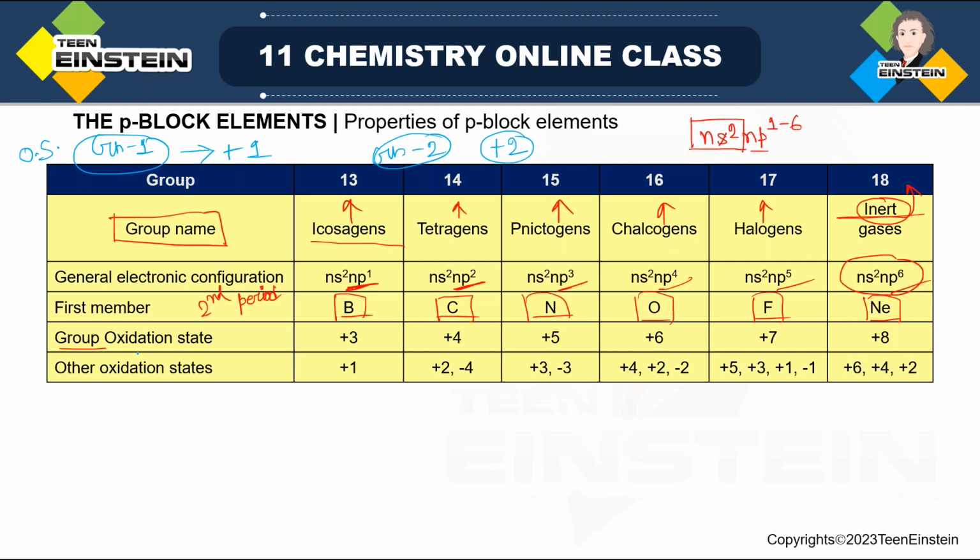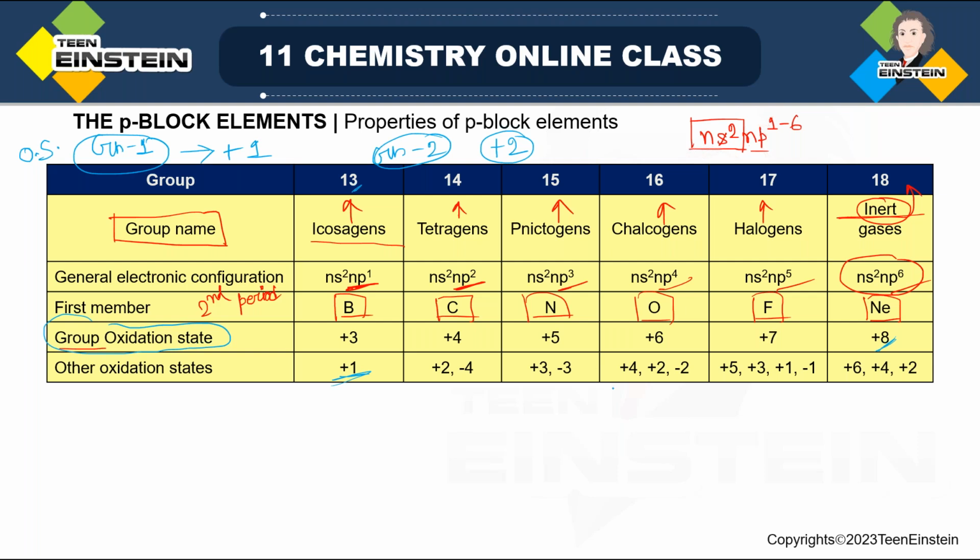Now, what do we mean by group oxidation state? Group oxidation state you can easily remember. First of all, it is the last digit of that particular group. So 3 for 13, 4 for 14, then 8 for 18. Now, group oxidation state is that oxidation state which is common for all the elements. But there are also some other oxidation states possible. It may not be common for all the elements.